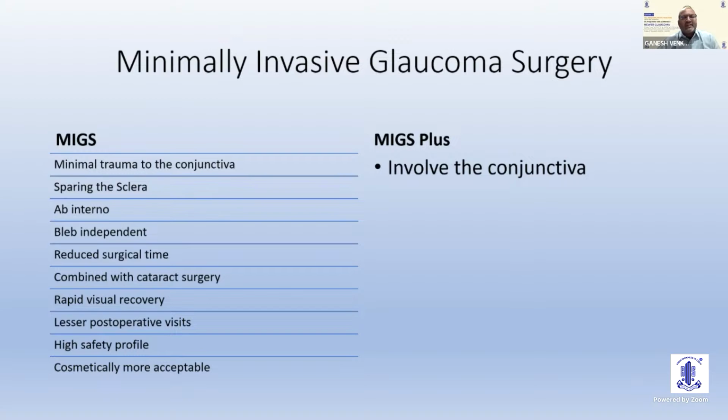It also spares the sclera to a large extent, and they are all ab interno procedures, and they are bleb independent. So there is no late complication of, let's say, a bleb rupture or bleb infection or a requirement for a bleb revision. There is reduced surgical time, they can be combined with cataract surgery, and rapid visual recovery is there. The number of post-operative visits drastically reduces, there is a higher safety profile, and they are also cosmetically very acceptable, especially since you don't have a bleb.